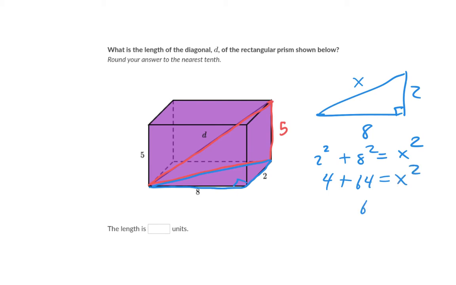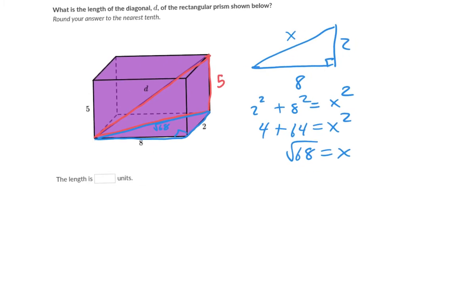And so essentially we get the square root of 68 equals x, right? Because we'd have to add those together, then take the square root. All right, well now we know that this bottom length here is the square root of 68. So now we can focus on the red triangle to find that long distance. It's not so bad. It's just Pythagorean theorem twice.